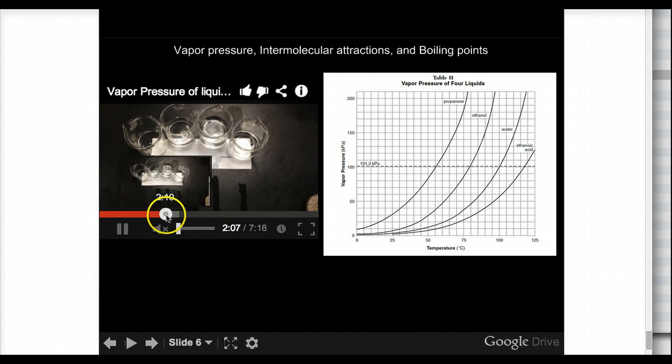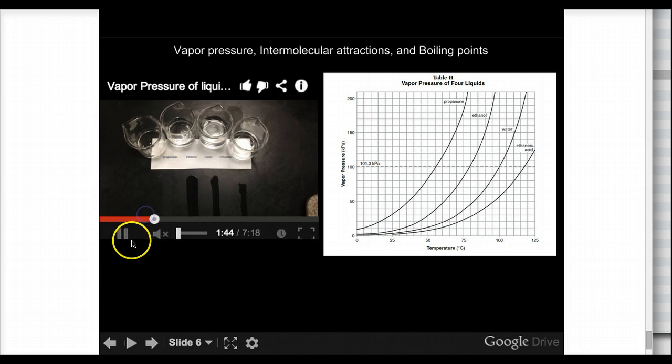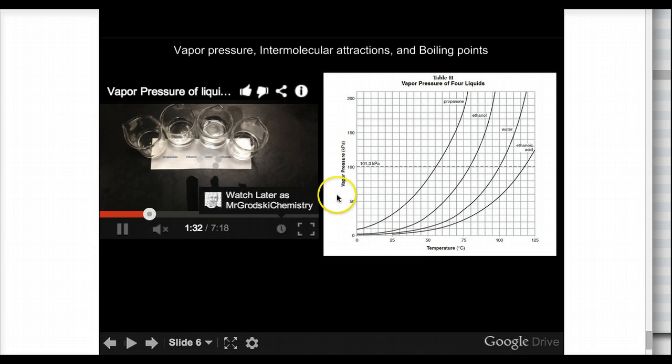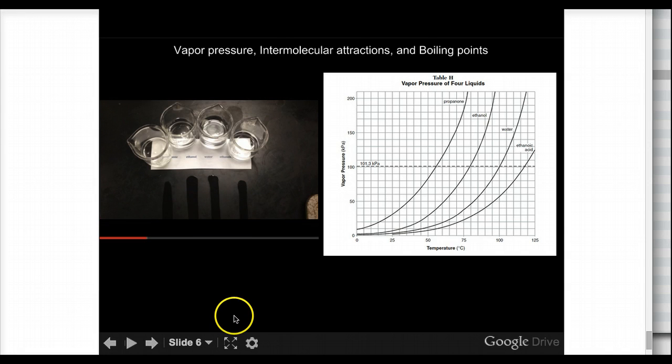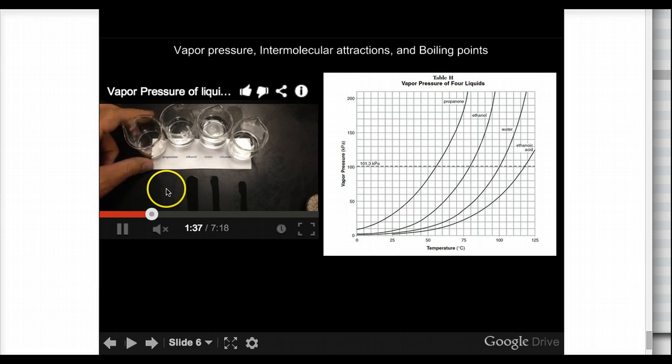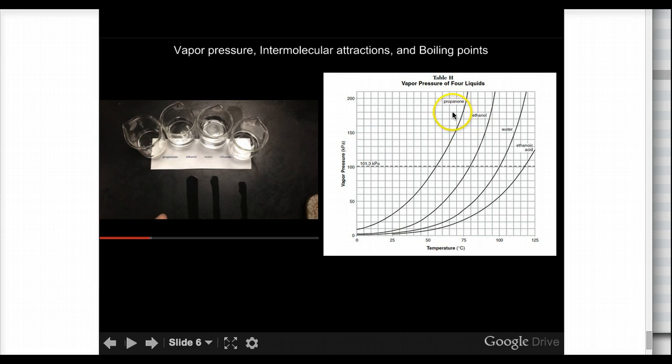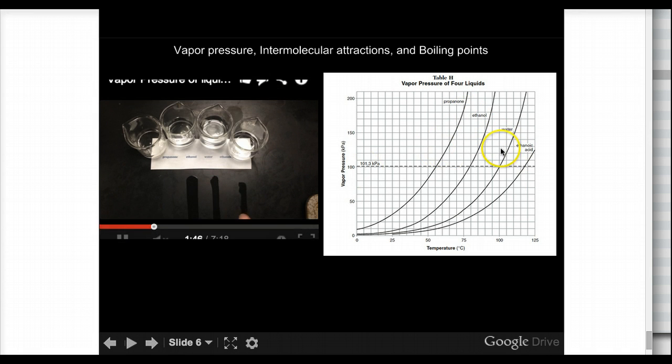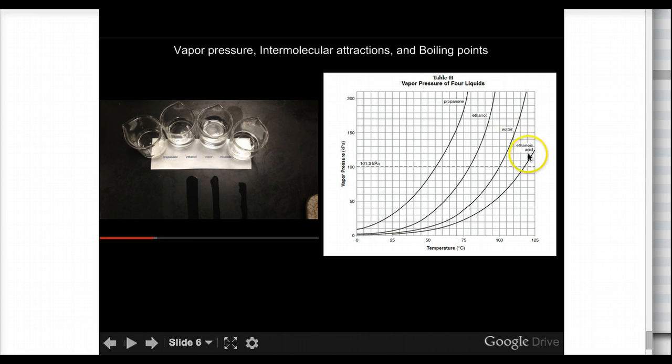So when I take these 4 liquids, as I've done already, at some point, I was having a difficult time running. Here we go. So I stretched out those 4 liquids, and you can see that the acetone or the propanol vaporized the fastest because it had the weakest of all the attractive forces. And it looks like these other 2 liquids are going to evaporate next.